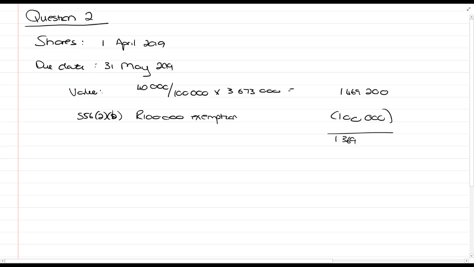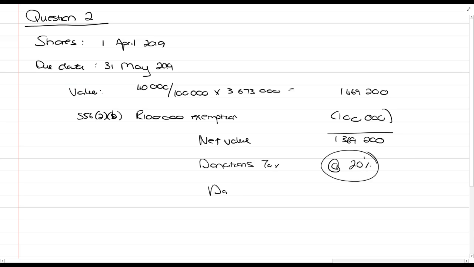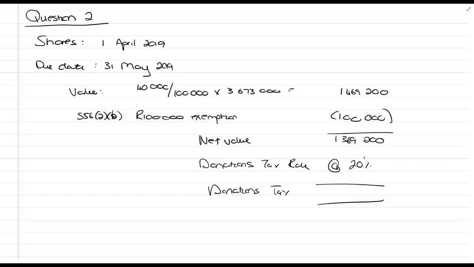So it's 1,369,200, and you can call this the net value. You need to always clearly show your donations tax rate. There's a mark usually for that. So this gives us our donations tax of 273,840. So we did the shares first because it happened on the 1st of April.